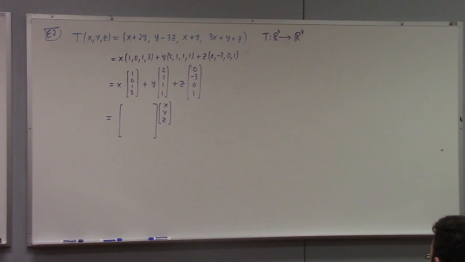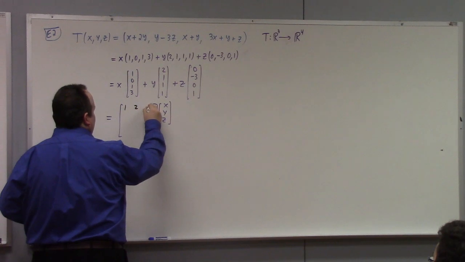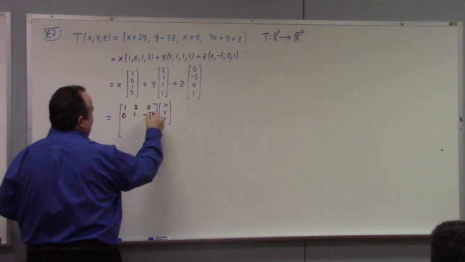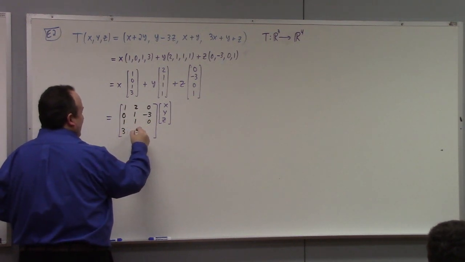Nobody? Surely somebody can tell me what to put in the box. Yeah. 1, 2, 0. Okay, yeah. Let's go indeed. Okay, so 0, 0, 1 minus 3, 1, 1, 0. You guys are weird. 3.